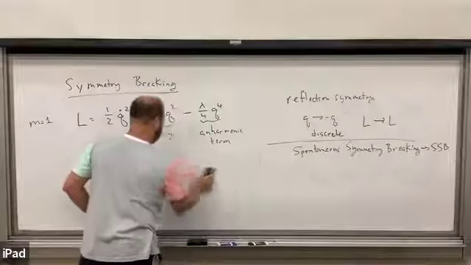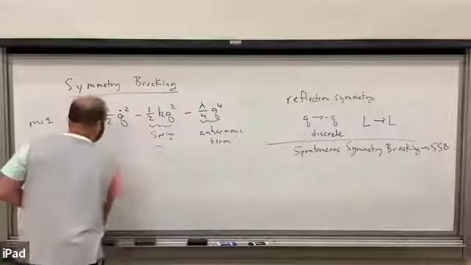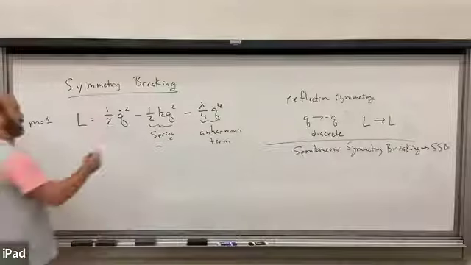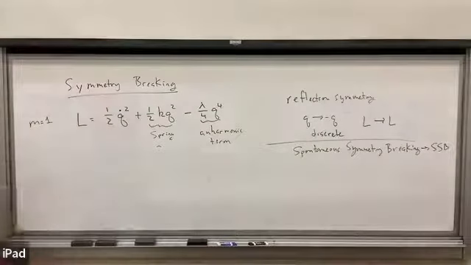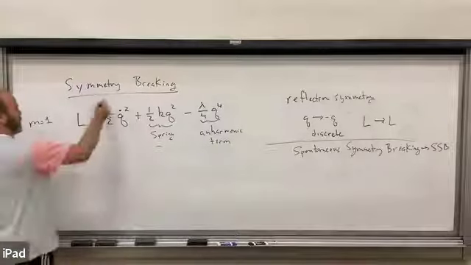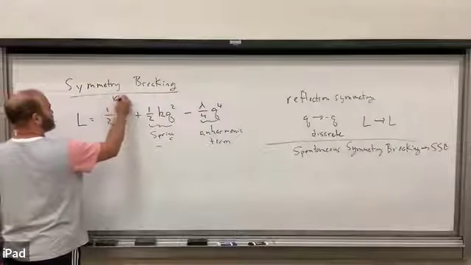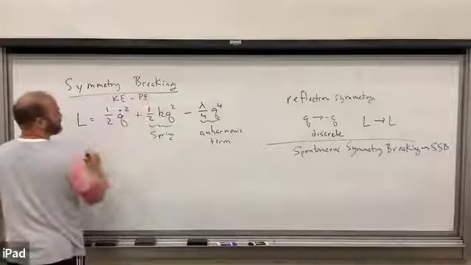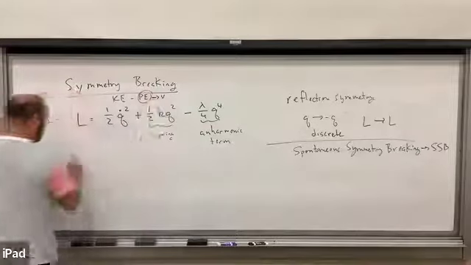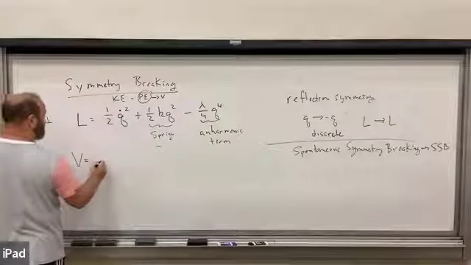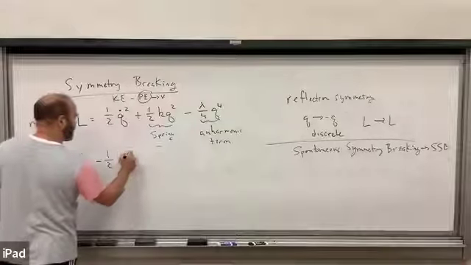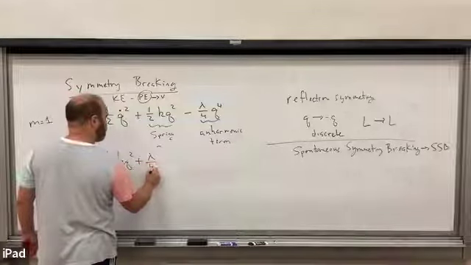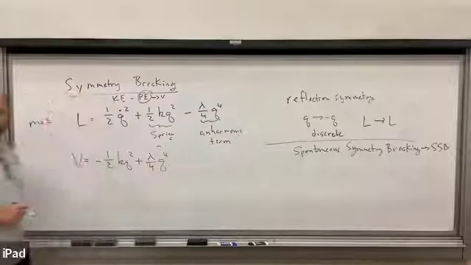We're going to change the spring constant. We're going to make it a wrong sign spring. Remember that the Lagrangian is kinetic energy minus potential energy. Let me write the potential energy as V. What that means is the potential energy now becomes minus 1/2 kq squared plus lambda over 4 q to the 4th.